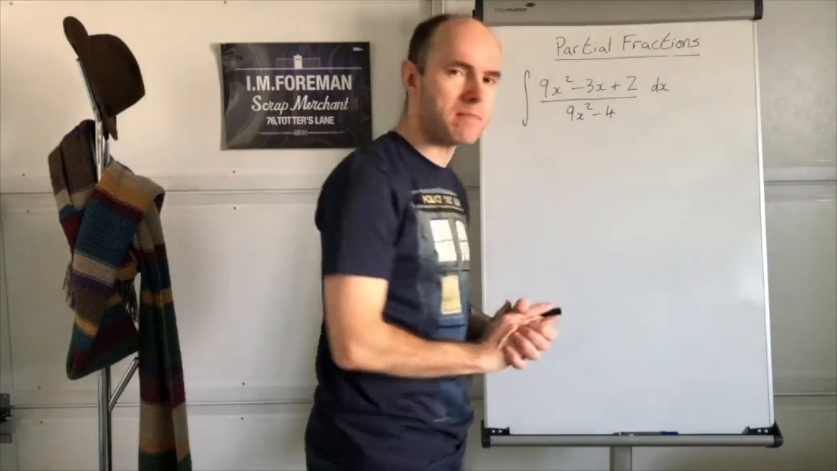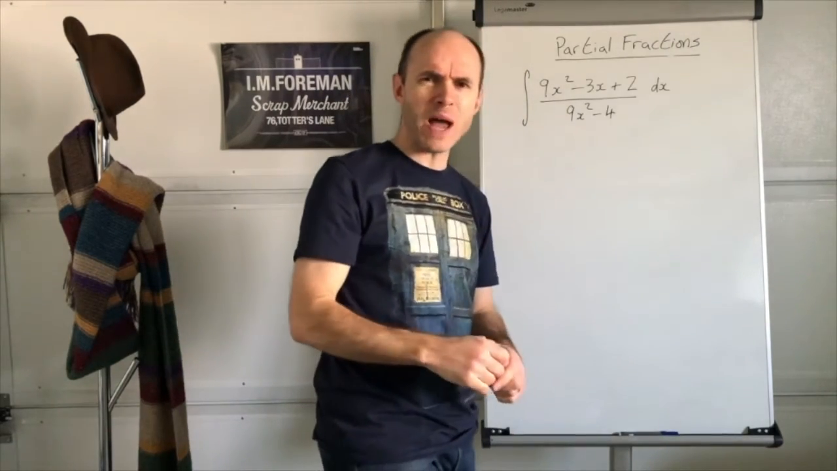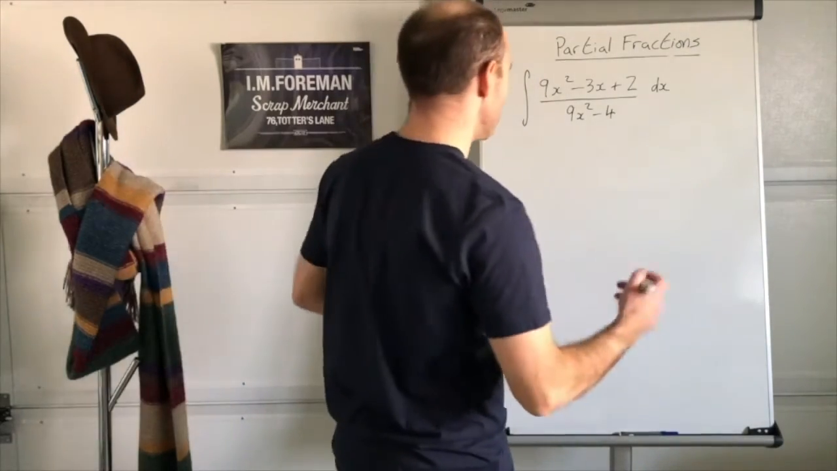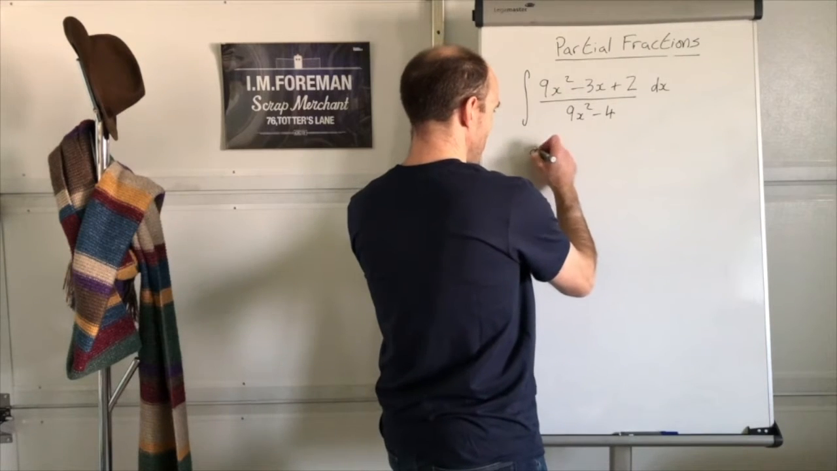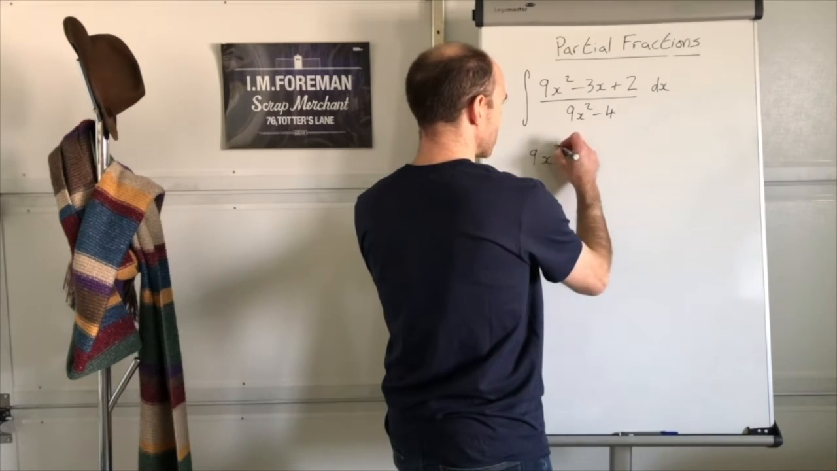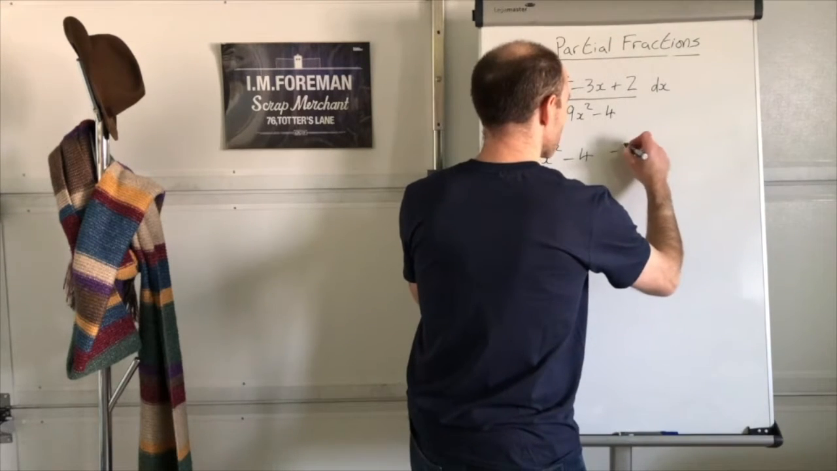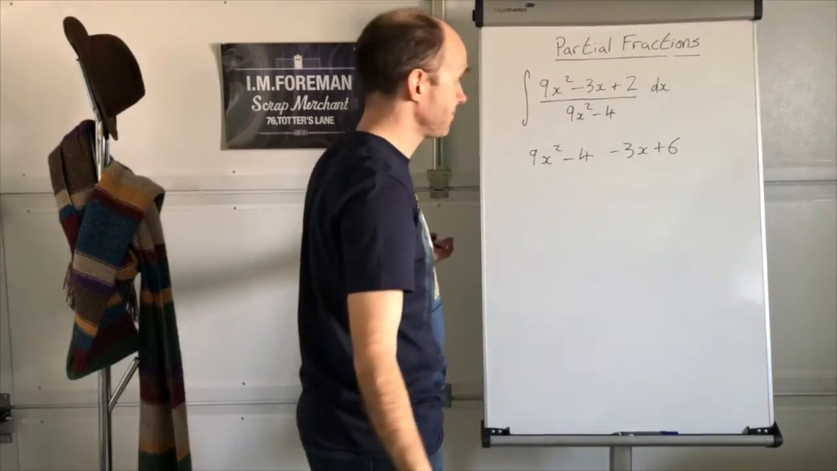I want to show you a much quicker method, which some of you are going to ignore, but others might think, oh wow, I really like that method, and good on you, you should really like that method, okay? Well, what I'm going to do is this. I'm going to rewrite the top as 9x squared subtract 4 subtract 3x plus 6. Can you see what I've done there?